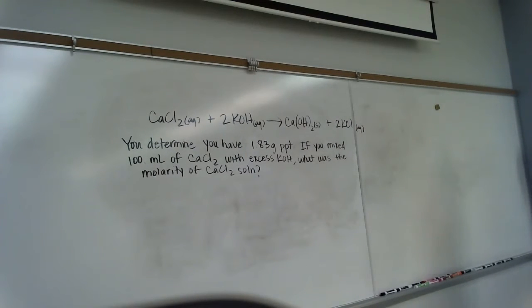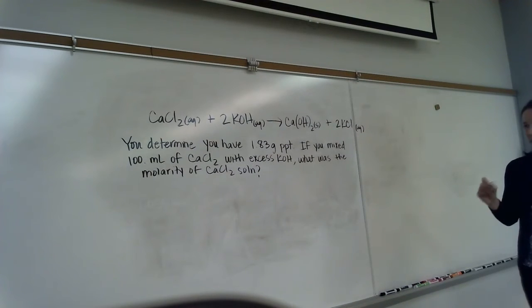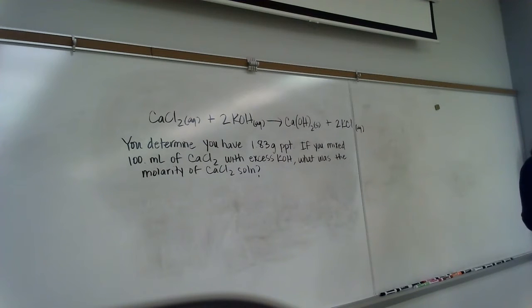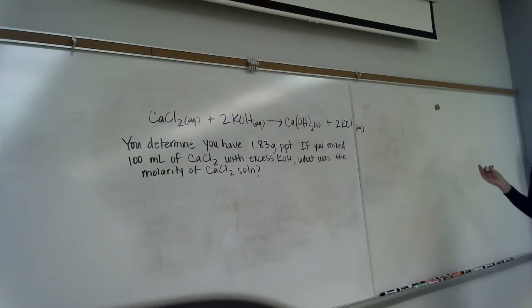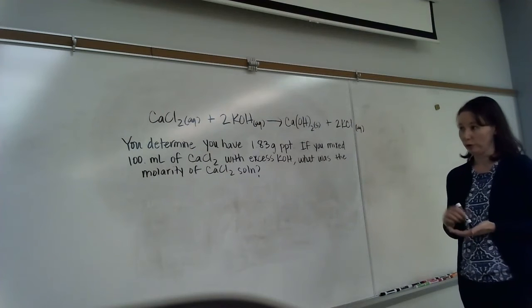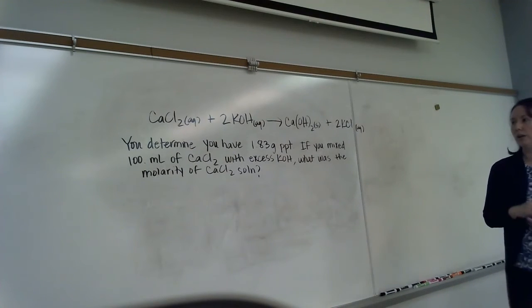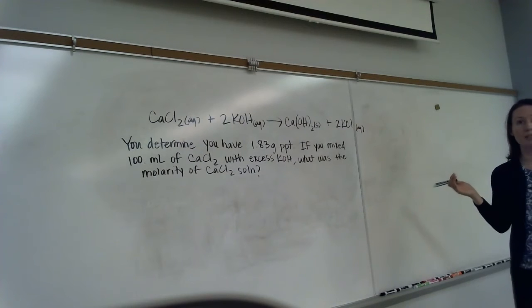You determine you have 1.83 grams of precipitate. If you mixed 100 milliliters of the calcium chloride solution with excess KOH, that means you've got extra of it, right? What was the molarity of the calcium chloride? Because who's the limiting reagent and who's the excess reagent varies from problem to problem, based on your original proportions. So let's pretend KOH is in excess, and you only used 100 milliliters of the calcium chloride solution. You forgot to write down its molarity though. Whoops. You can go back and figure out that molarity using the mass of the precipitate.